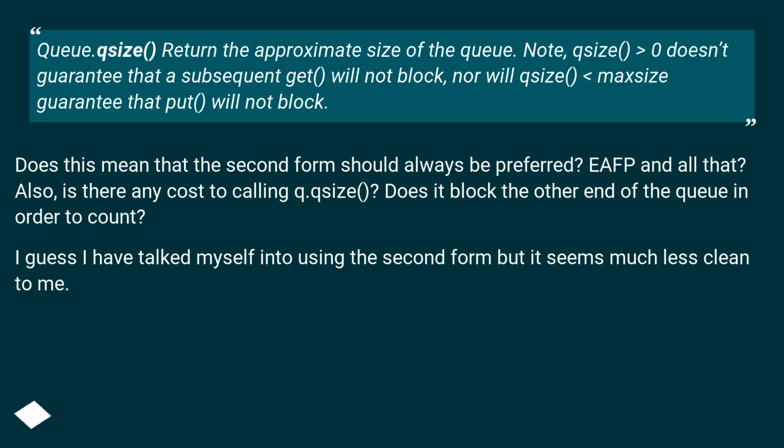Also, is there any cost to calling queue.size? Does it block the other end of the queue in order to count? I guess I have talked myself into using the second form, but it seems much less clean to me.